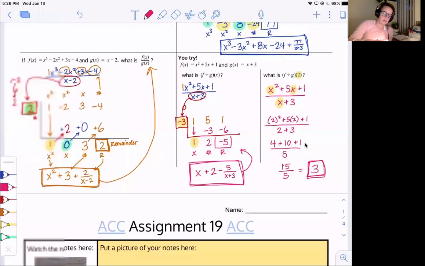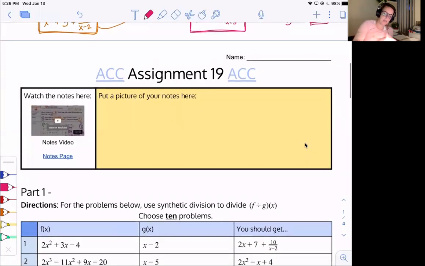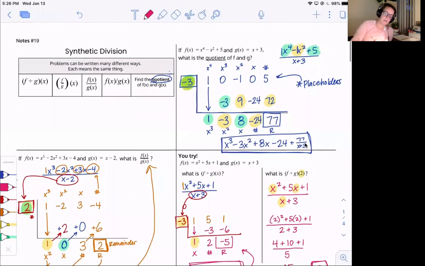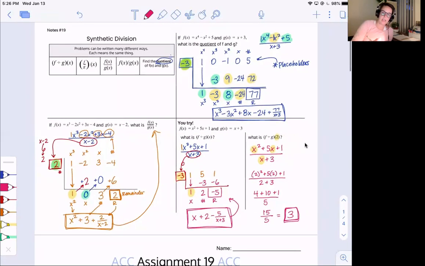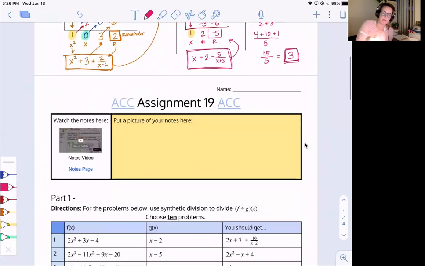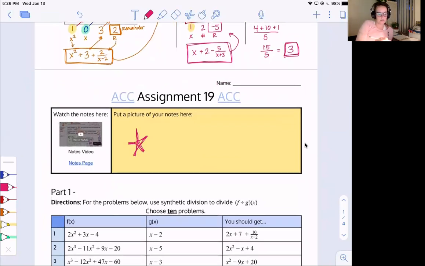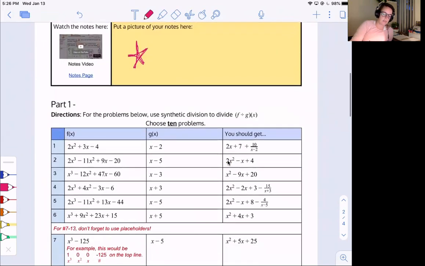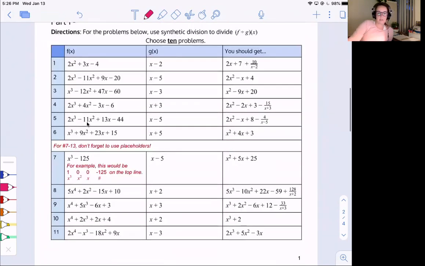Okay. As you're taking a look at your assignment, you're going to take the notes that we completed today. If you typed them or wrote them, whatever it is, you can put a picture there, or put a link there, whatever you've got. And then for your problems here, the first few problems, you're just going to do like normal. And then there's a note here for 7 through 13.